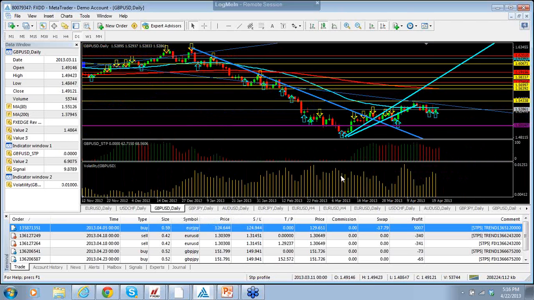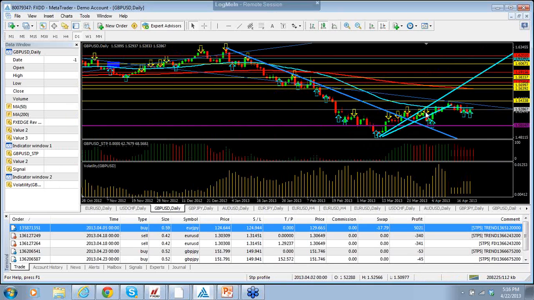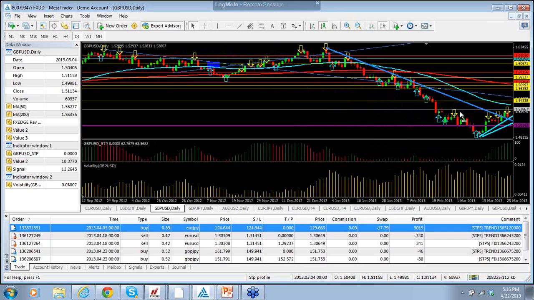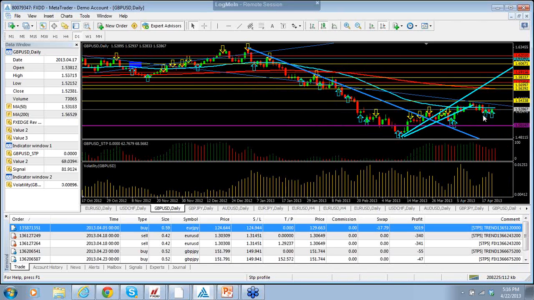Pound dollar continues its very same consolidation as well. We don't have a trade here. You can see that it's kind of following the previous flag's trend line as it comes down, and there's just no real activity on the pound dollar.